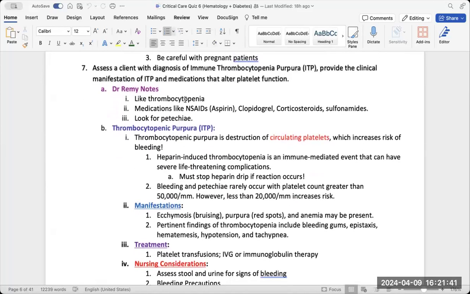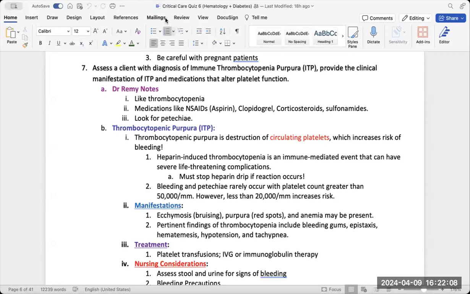The next question is to assess a client with a diagnosis of immune thrombocytopenia purpura. Provide the clinical manifestations of ITP and medications that alter platelet function. So it's basically just similar to thrombocytopenia. Obviously we're going to look for signs and symptoms of bleeding, like we talked about: petechiae, ecchymosis, hematuria, things like that.